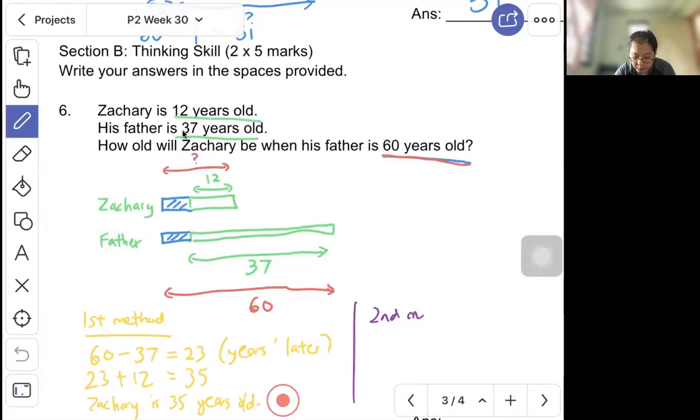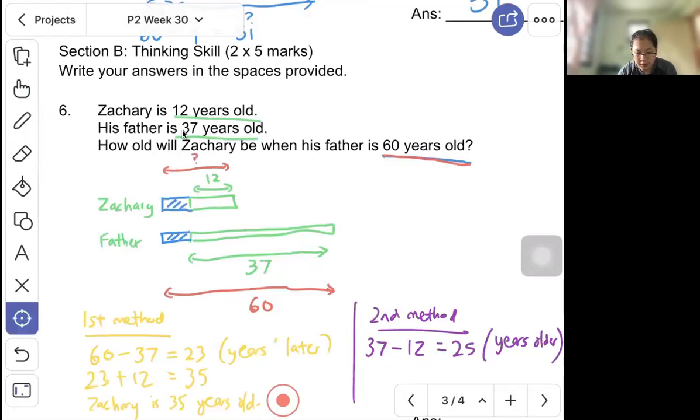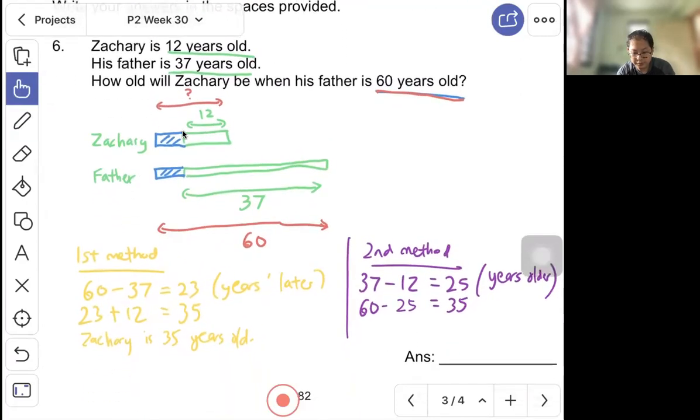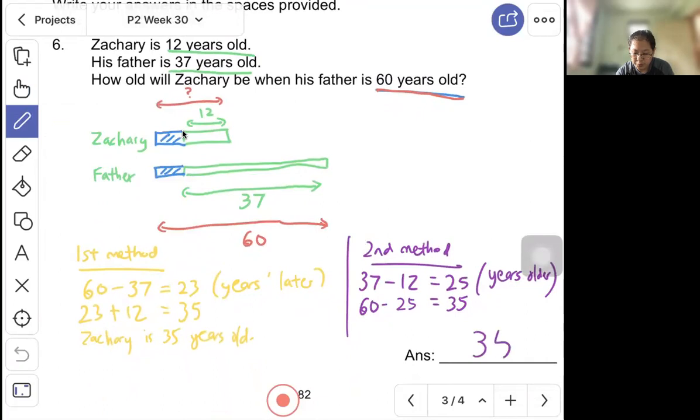Second method, find out how many years older the father is than Zachary. So 37 minus 12 is 25. So you know that the father is always 25 years older. So when his father is 60, Zachary is 25 years younger. So 60 minus 25 equals 35. So Zachary is 35 years old. So there are two methods to solve this type of question.